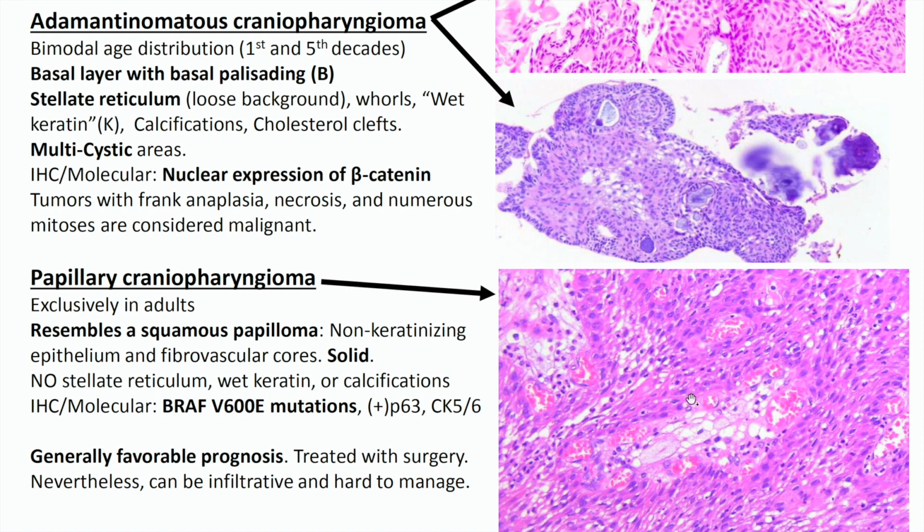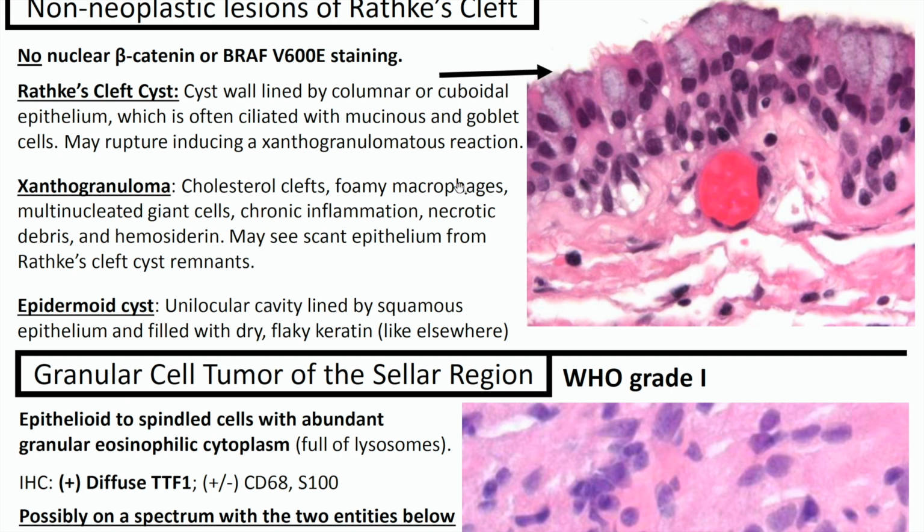However, they can be infiltrative and hard to manage. Some non-neoplastic lesions of Rathke's cleft. So this is going to have no nuclear beta-catenin or BRAF V600E staining. You can have a Rathke's cleft cyst, which is going to be a cyst wall lined by columnar or cuboidal epithelium, which is often ciliated with mucinous and goblet cells. It may rupture, including a xanthogranulomatous reaction.